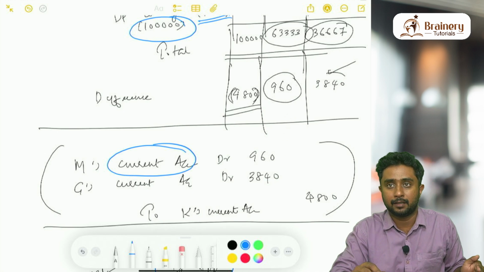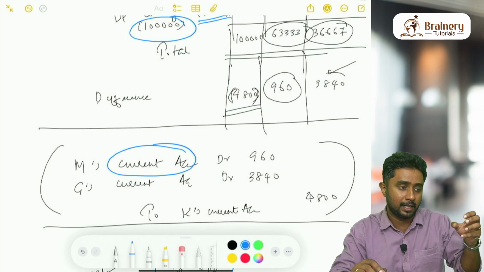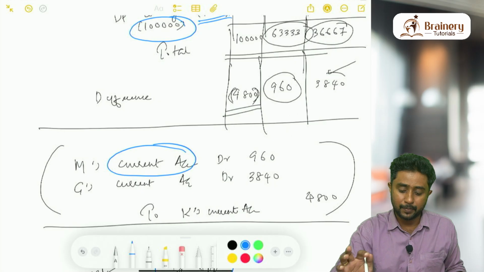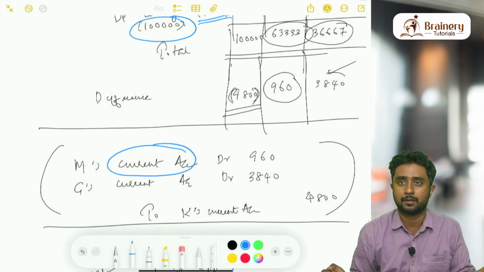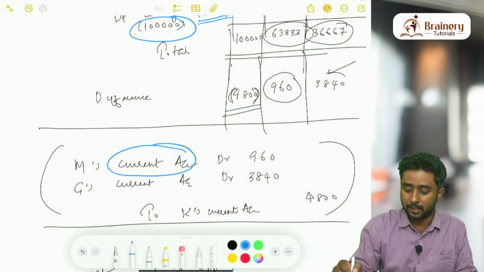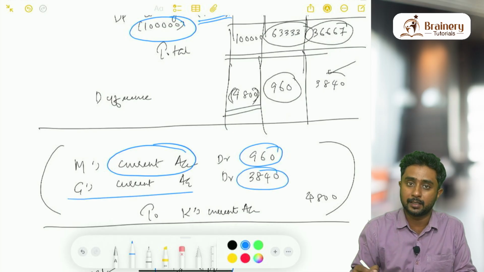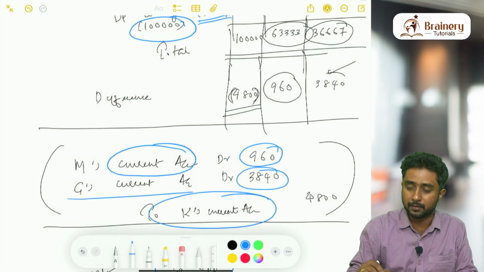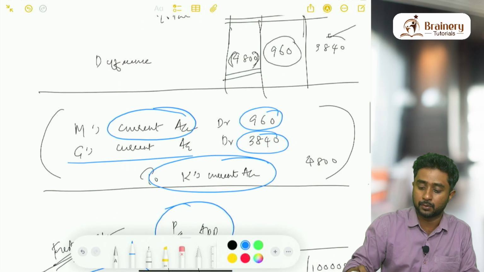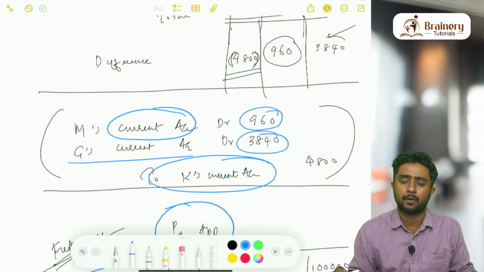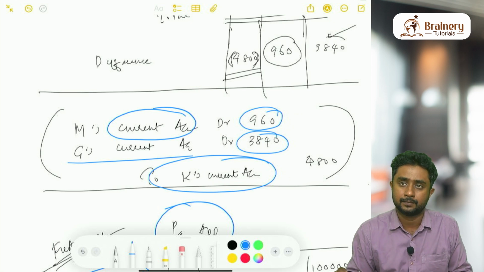When the fixed capital method is mentioned, all the adjustments, the amount taken from an account and the amount given to the other partner, will be adjusted through the current accounts of the partners only. So M's current account debit, we have taken 960 from the account. G's current account debit, we have taken 3,840, and it is transferred to the other partner's current account as 4,800. Narration will be: rectification of wrong interest on capital provided at the rate of 6% per annum.